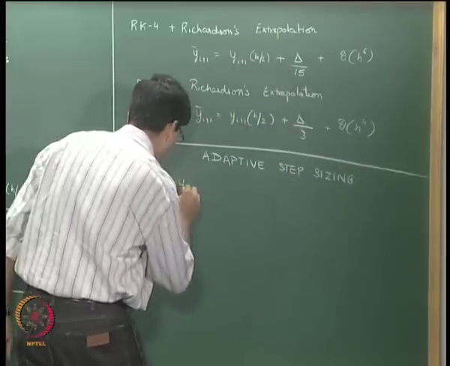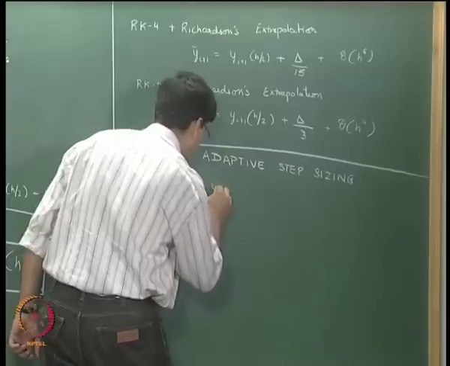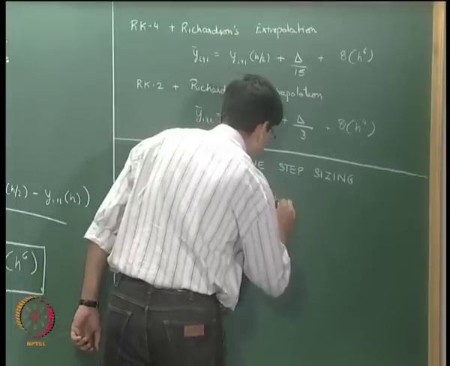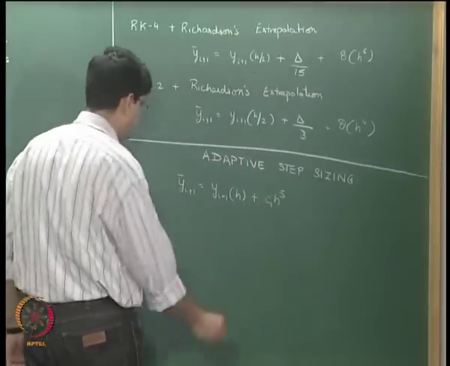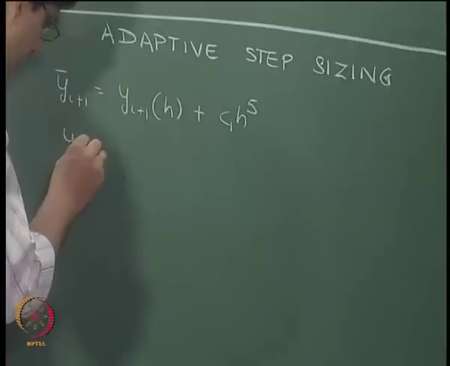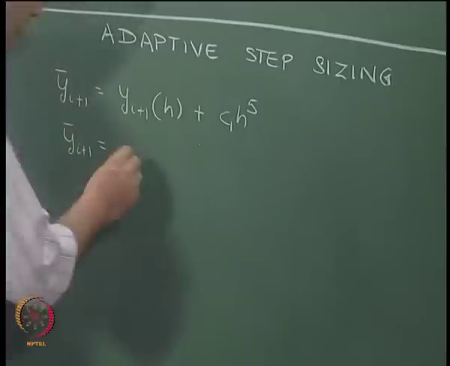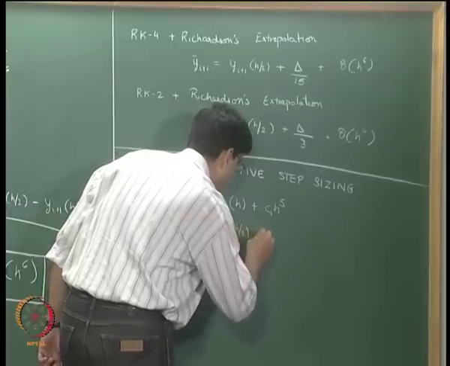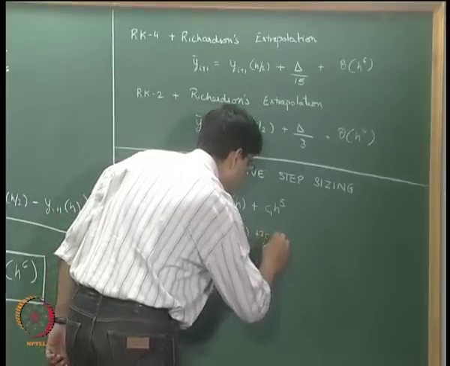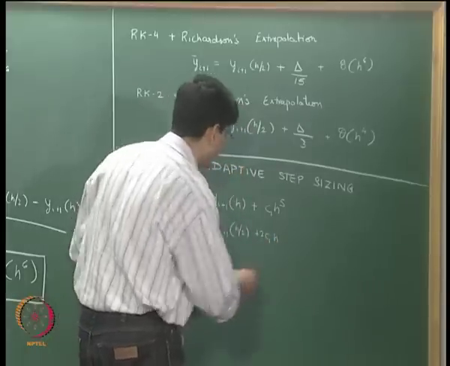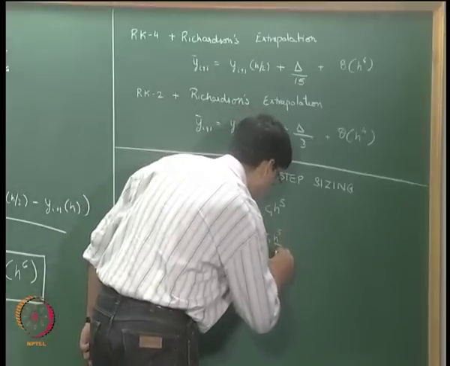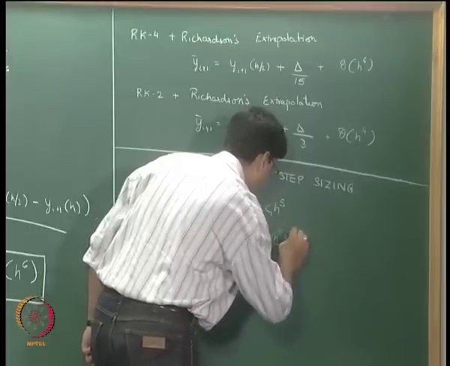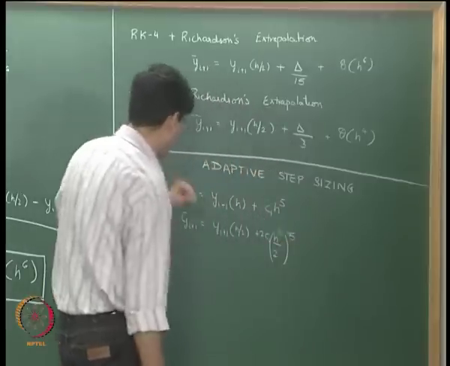So y_{i+1} bar is y_{i+1} computed with h plus c1 h to the power 5. Y_{i+1} bar is also equal to y_{i+1} computed at h by 2 plus 2 times c1 times (h by 2) to the power 5.